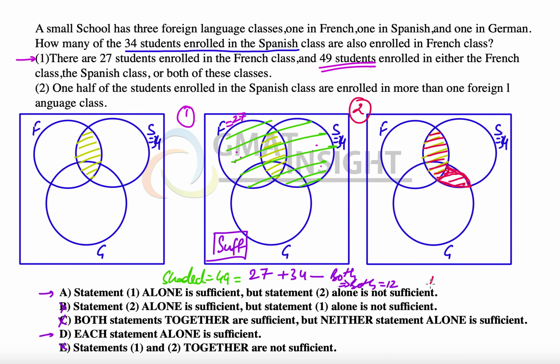that the second statement alone is not sufficient, and hence the answer to the question becomes option A, because the first statement alone is sufficient but the second statement alone is not sufficient.